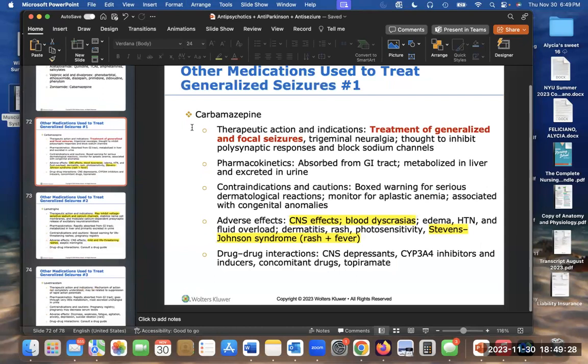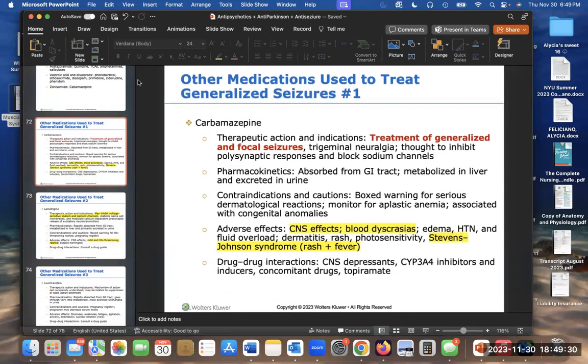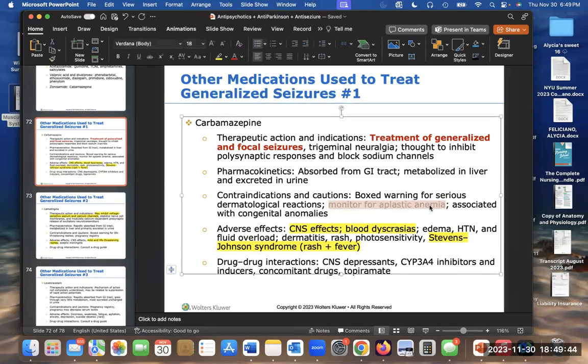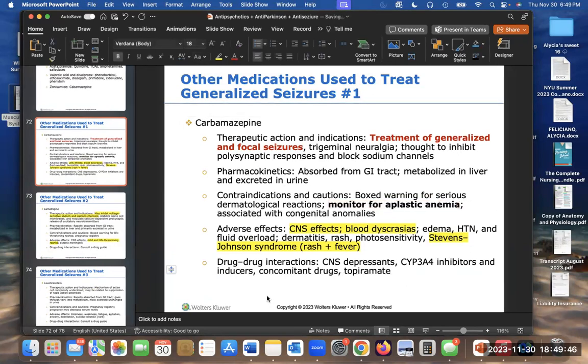Now, other medications used to treat generalized seizures, like the myoclonic, absence, things like that. Carbamazepine, I've seen this one a lot. It treats generalized and focal seizures. It blocks sodium channels. The thing I want you to know for this is actually a few things. One is that they can have aplastic anemia. What does that mean? Everything drops. White blood cells, red blood cells, platelets, everything. What are we monitoring? CBCs.